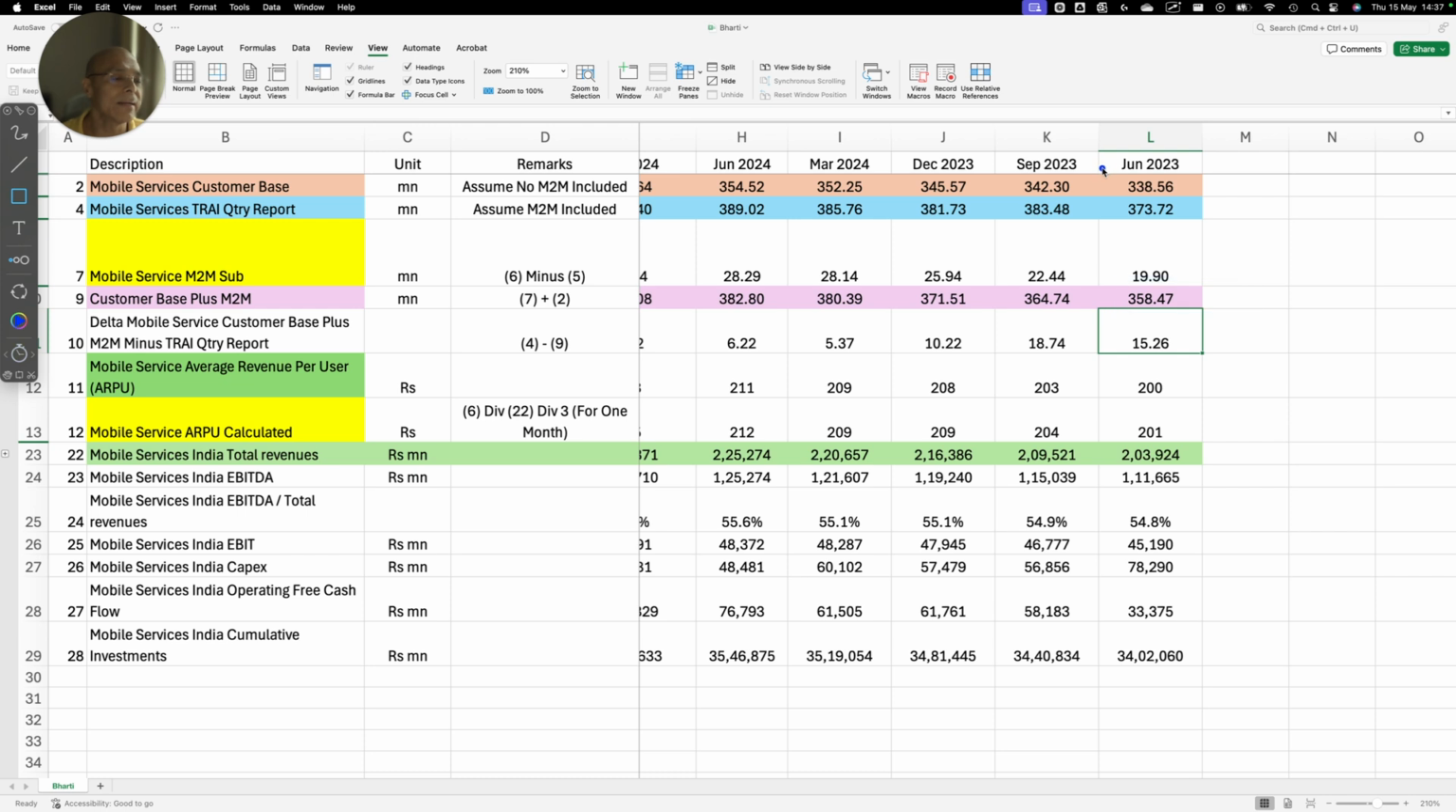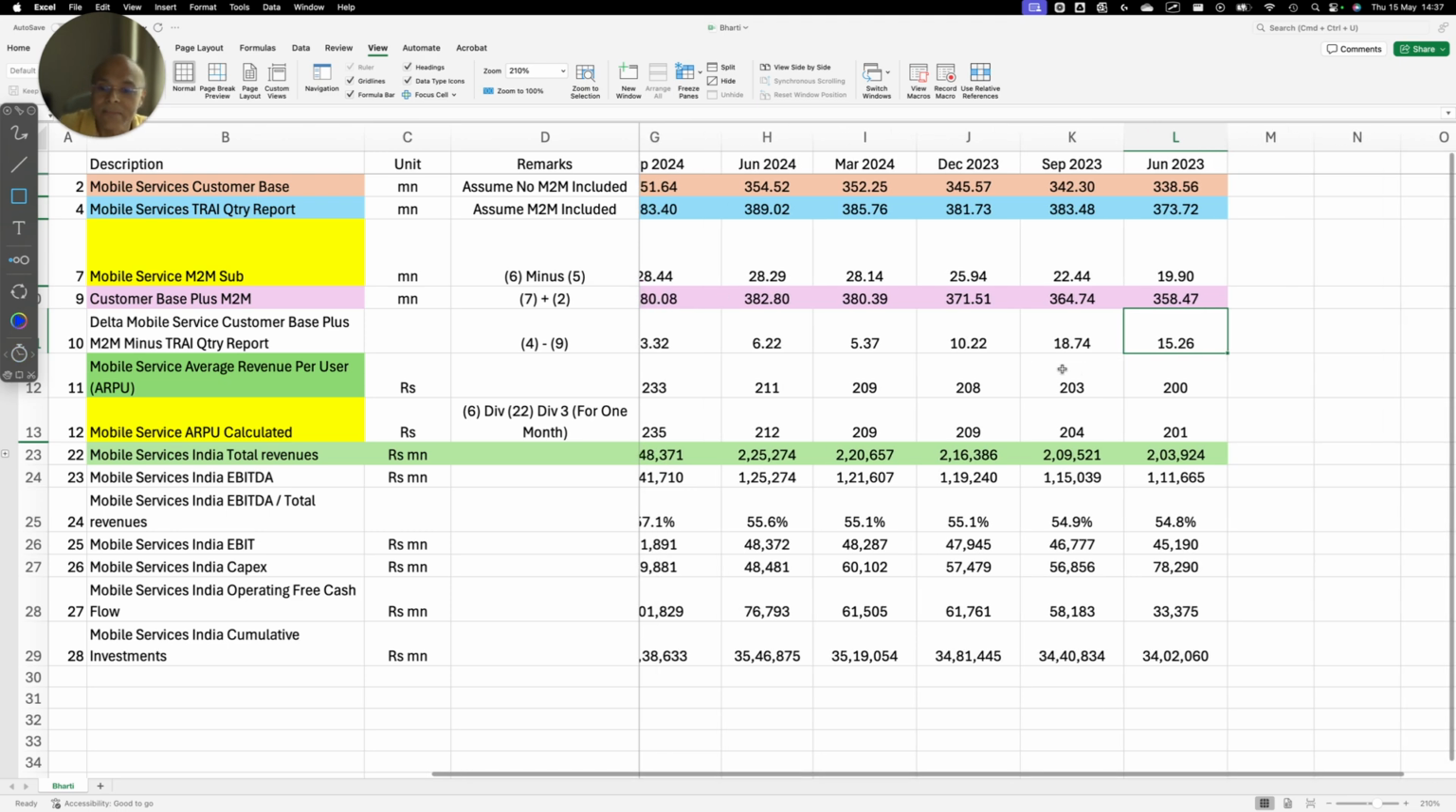How did I calculate? I added to the 338.56 number for June 2023 this number of 19.9, which is the M2M number, and came out with this number of 358.47. So if I subtract 358.47 from 373.72, I'll get 15.26. Similarly, I get 18.74.